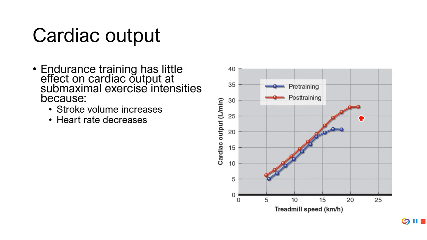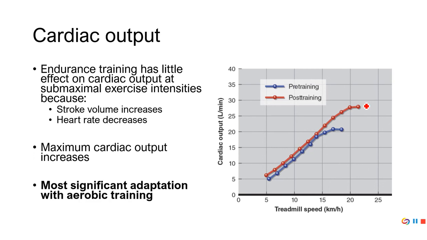All right. So training doesn't do anything at submax intensities because yes, you have reduced heart rate, but it's compensated for by that increased stroke volume. And remember, ultimately, we're trying to maintain cardiac output to deliver a given amount of oxygen. We might be doing it more efficiently, but it's not going to change cardiac output. However, maximum cardiac output increases, and the benefit of that is that we can go at a higher intensity for a longer period of time.